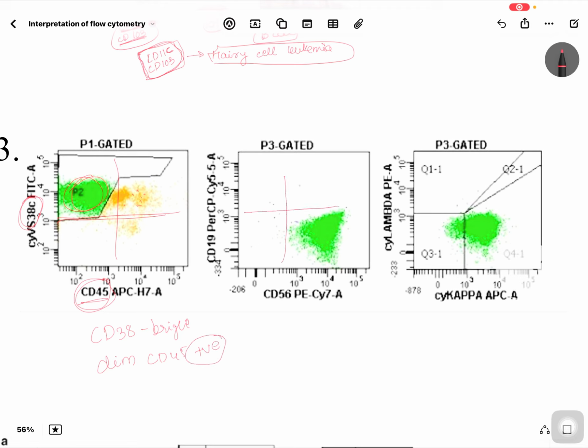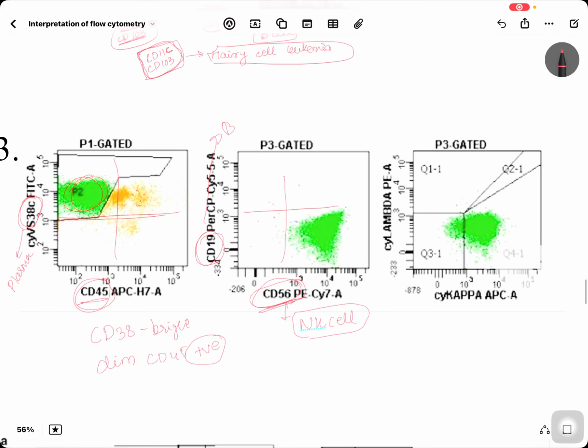Okay, got it. Then again I divide it into 4 quadrants. CD19 is a B cell marker. CD38 is a plasma cell marker. And CD19 is absent. CD56 is again a natural killer cell marker. Then lambda and kappa. So it is restricted to kappa. Most of the cells are in kappa. That means they are monoclonal and some abnormal cells.